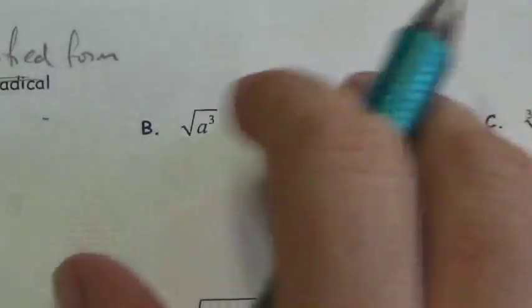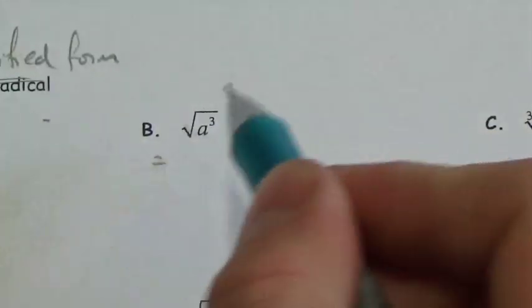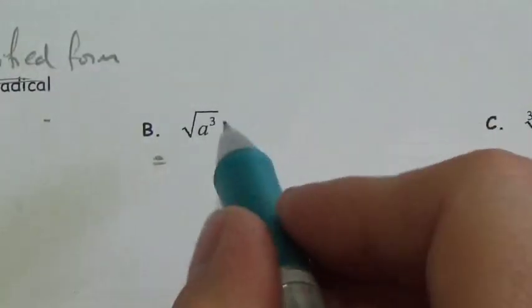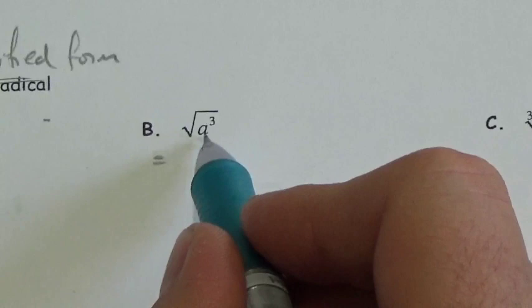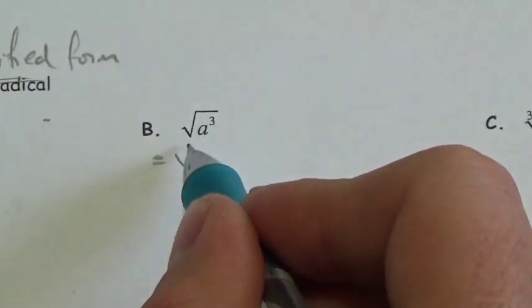Cube root of a cubed. Now, this question really is representative of what we're trying to accomplish in this particular course at this level. Now, I'm going to do this two different ways here. The cube root of a cubed. Sorry, not the cube root, the square root. The root index here is 2.